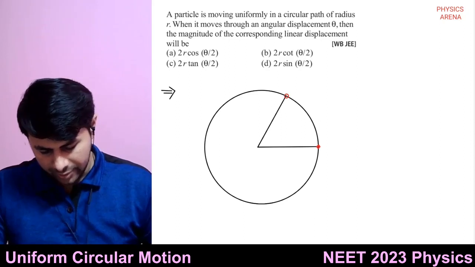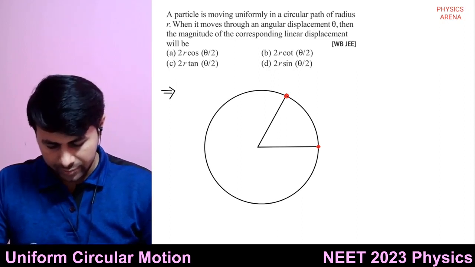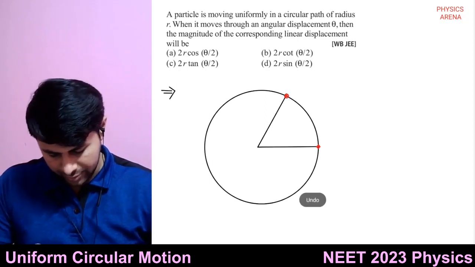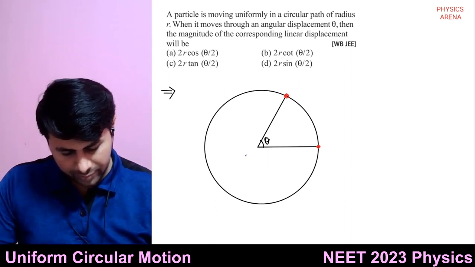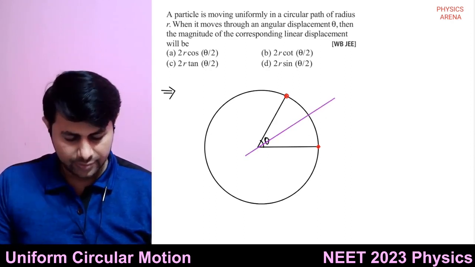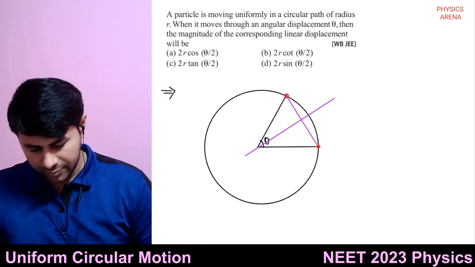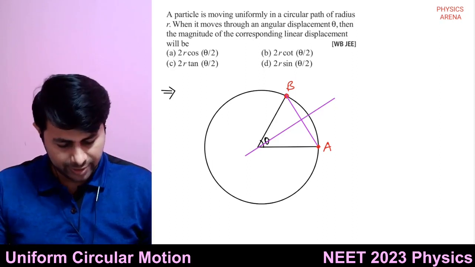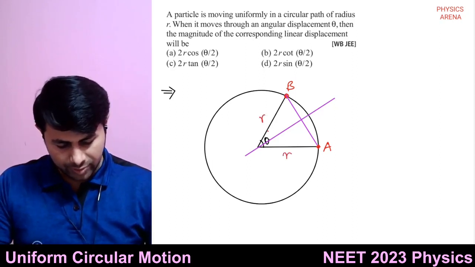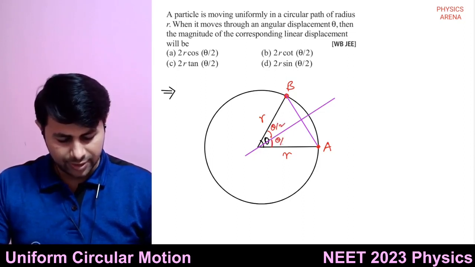Okay, so because all the options are in terms of theta by 2, there will be some relation. Okay, so what will we do? We'll draw an angle bisector, right? And we'll join this line. So this is the displacement. How much is displacement? AB is the displacement, this is radius. How much would be this angle or this angle? Theta by 2, right? This is theta by 2, this is theta by 2.